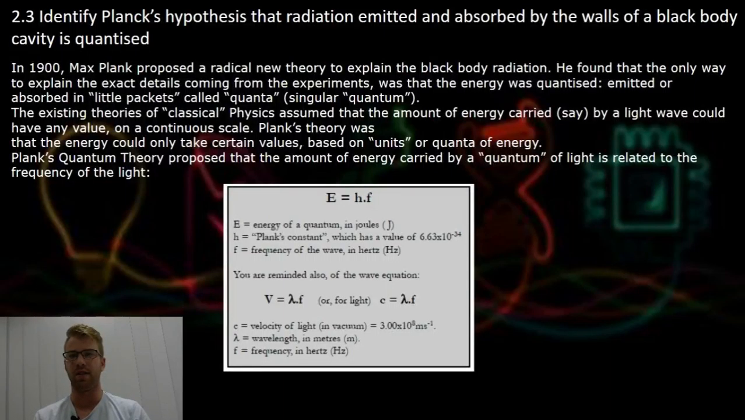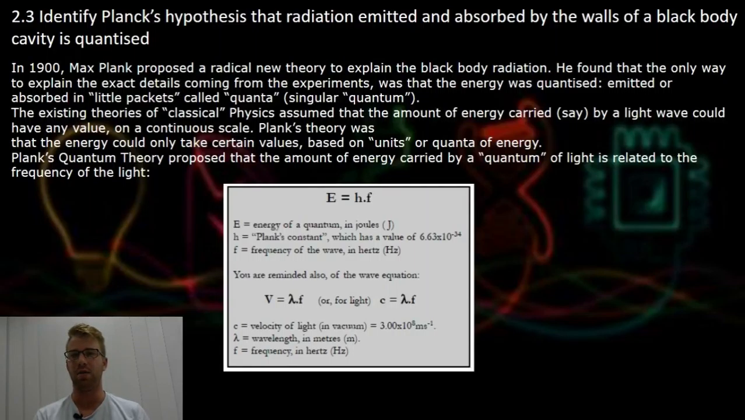2.3. Identify Planck's hypothesis that radiation emitted and absorbed by the walls of a blackbody radiation cavity is quantized. One of my favourite scientists, Max Planck, a German scientist who came up with the beginnings of the quantum theory. So in 1900, Max Planck proposed a radical new theory to explain blackbody radiation.